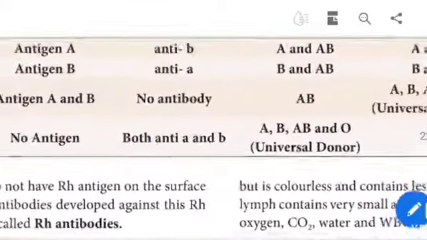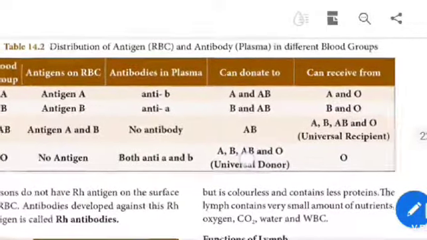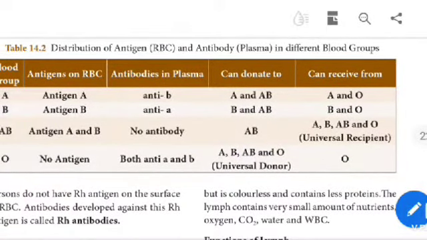See the distribution of antigen on RBC and antibody in plasma in different blood groups. See the blood group, antigen on RBC, antibody in plasma, can donate to, can receive from. Blood group A: antigen A, antibody B, can donate to A and AB, can receive from A and O. B: antigen B, antibody A, can donate to B and AB, can receive from B and O.